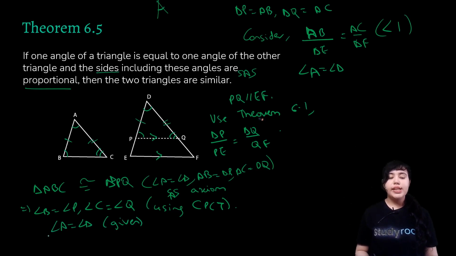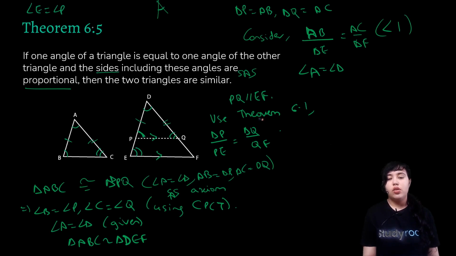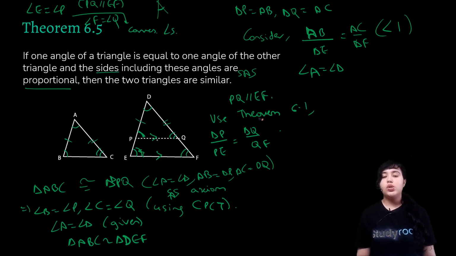So now what we can say over here is that triangle ABC is similar to triangle DEF, because angle A and angle D are anyway the same. And you know that if angle P and angle B are equal, then angle E will be equal to angle P, and angle F will be equal to angle Q, because PQ and EF are parallel, so their corresponding angles would also be equal, right? So PQ and EF are parallel, angle P and angle E will become equal, angle Q will become equal to angle F.